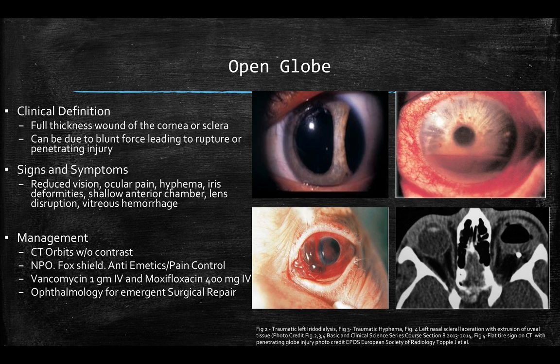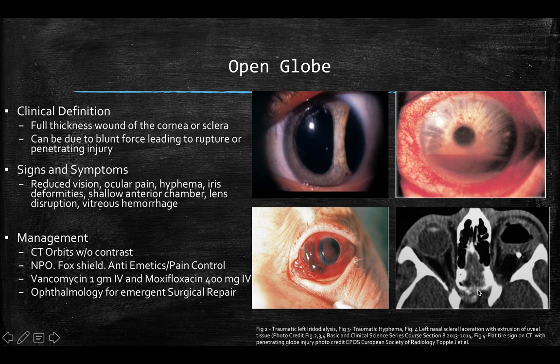There can be reduced vision, ocular pain, a hyphema, which is just blood collecting in the anterior chamber of the eye, and iris deformities, such as seen here. This is an iridodialysis, which is where the iris disinserts from its normal anatomical position. Or you can also see lens disruption or vitreous hemorrhage. A couple of the other photos here to mention: this is uveal tissue prolapsing through a conjunctival and also possibly corneal laceration. Not something you're going to want to see.